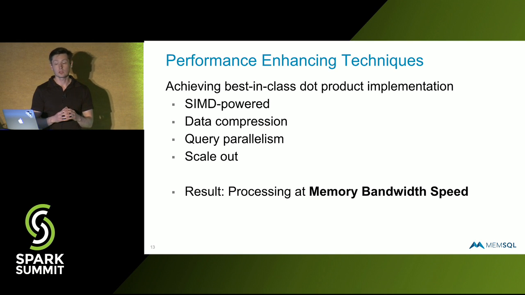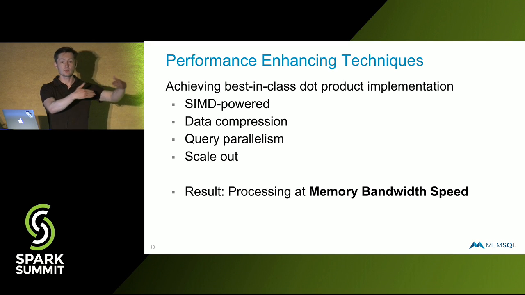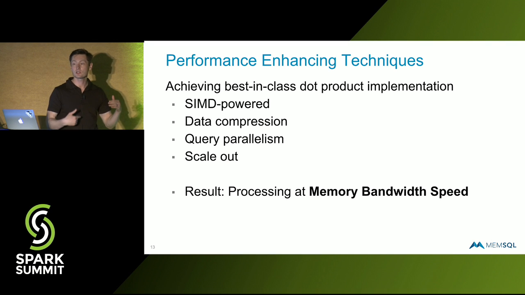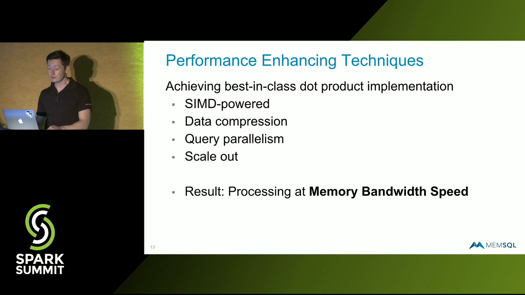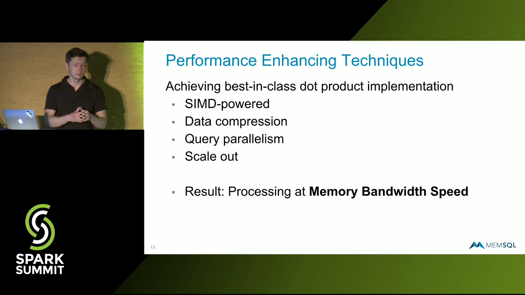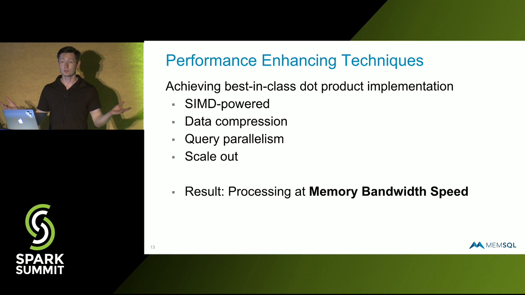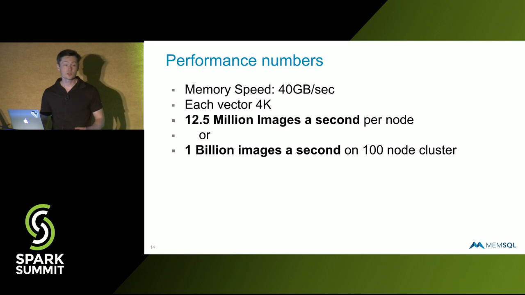Another thing that really helps is data compression. Those feature vectors can be put in a table, and the whole table will be compressed. And if your computation is fast, you can go as fast as memory bandwidth. Compressing allows you to scan less memory. And finally, it's query parallelism and scale out. MemSQL is a scalable system. You can run it on one machine, and I will show you some results on one machine. Or you can run it on 100 machines or 1,000 machines, and so you can just throw compute power at the problem.